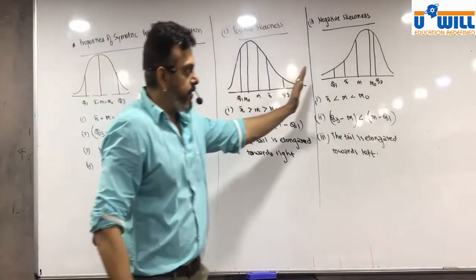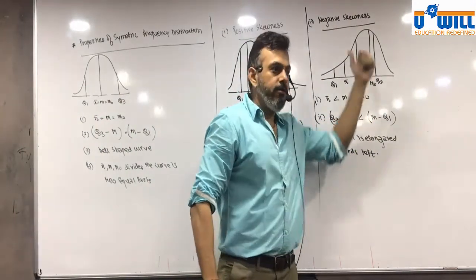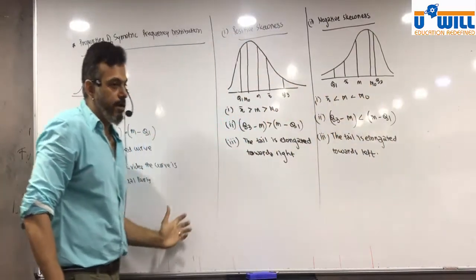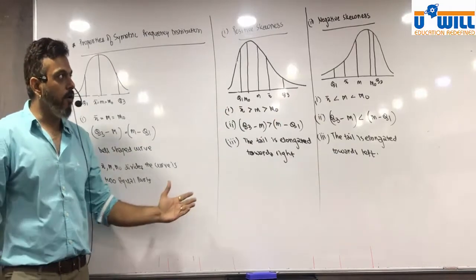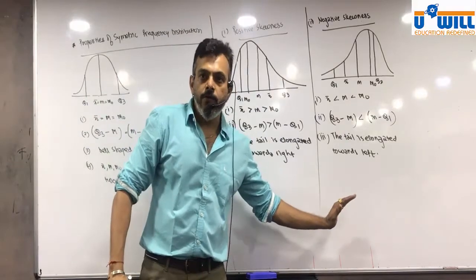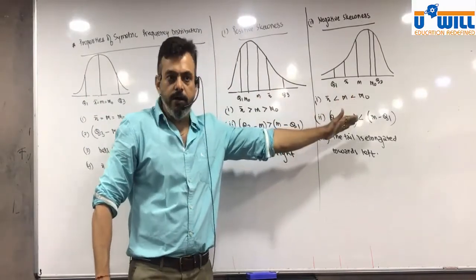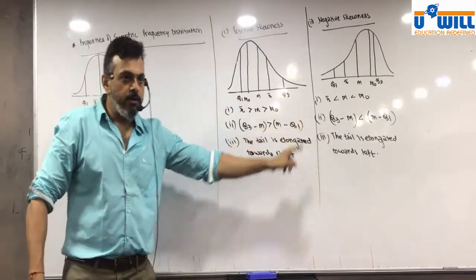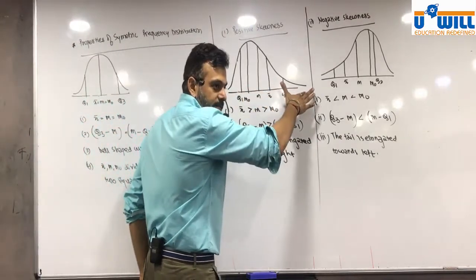Directly, don't do this. First write these properties. Then you do all this plotting on the curve. This will surely come in your exam: properties of a symmetric frequency distribution, or what is positive skewness, what is negative skewness. You have to write these properties with the graph. Understood this? Did you understand how to do this plotting? Always remember, this is minimum and this is maximum.